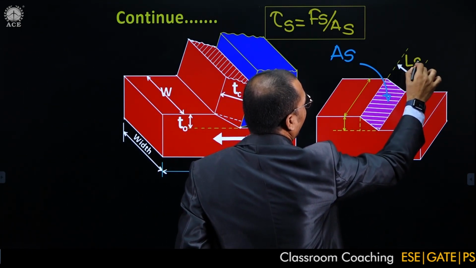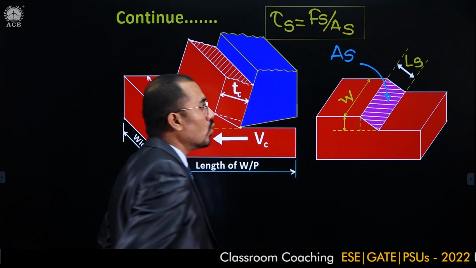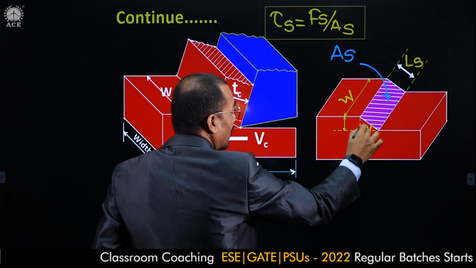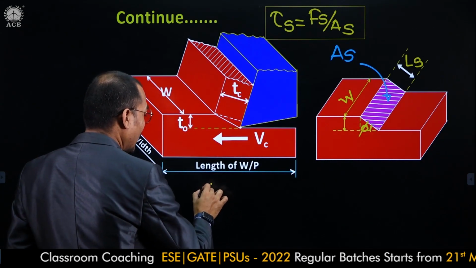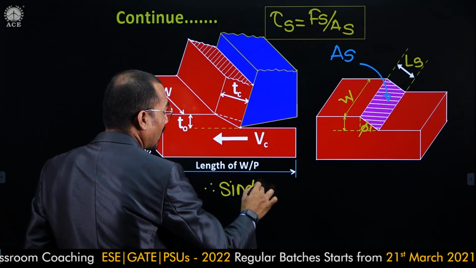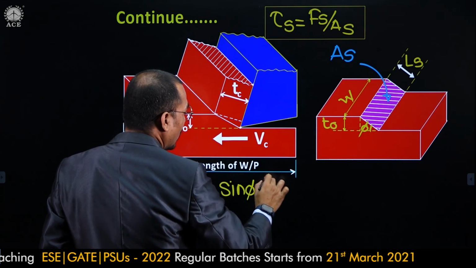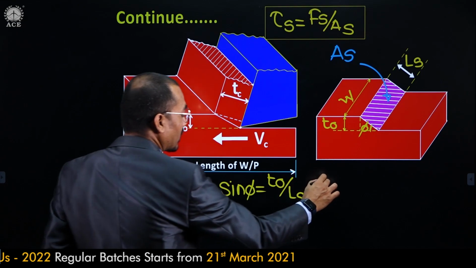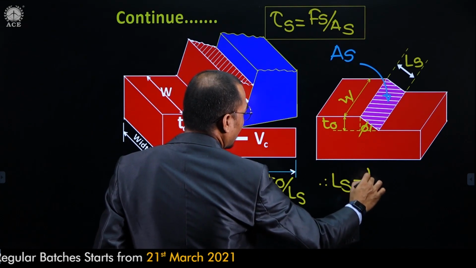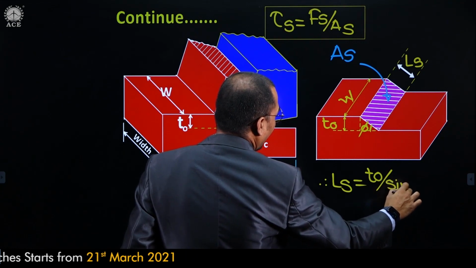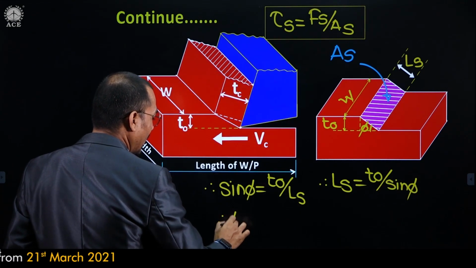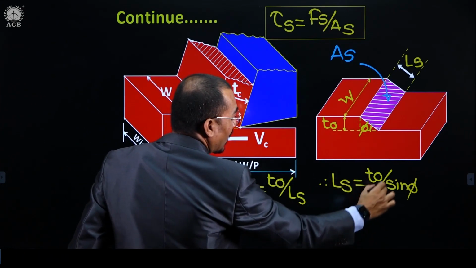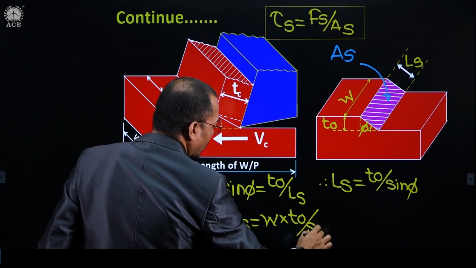Length of the shear plane, Ls, multiplied by width W. The angle made by the shear plane with the cutting velocity vector is the shear plane angle phi. So from the triangle, sine of phi is exactly equal to the uncut chip thickness t naught divided by the length of the shear plane. The shear plane is the hypotenuse. Therefore the length of the shear plane Ls is t naught divided by sine of phi. So the area of the shear plane is width W multiplied by length, that is t naught divided by sine of phi.